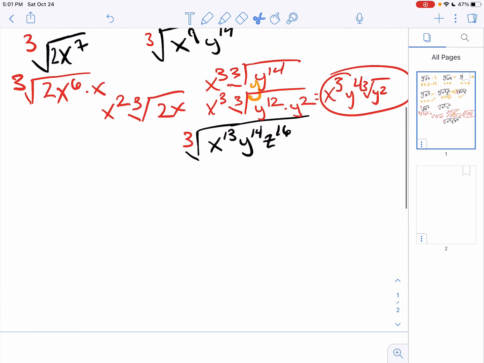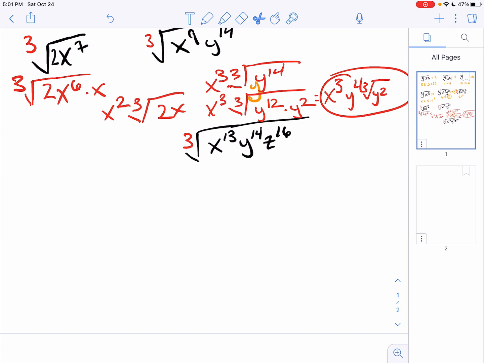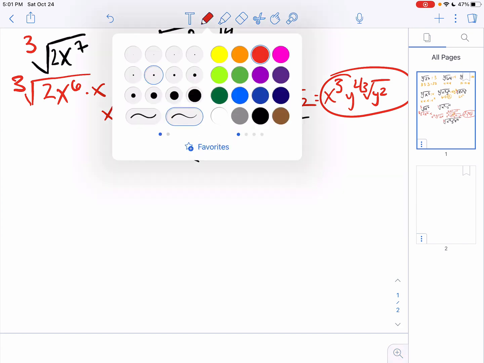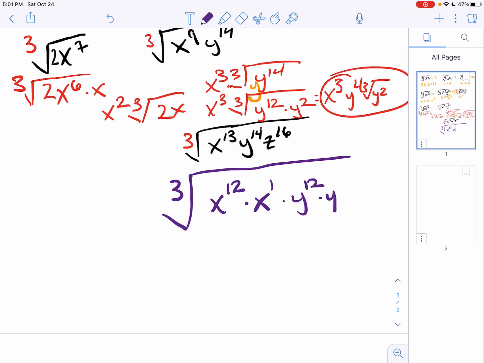All right. So x to the 13th is not divisible by 3. So what I can do is change it like I've been changing things. I can change x to the 13th into x to the 12th times x to the first. For y to the 14th, the closest thing that's divisible by 3 is 12, so I can make this y to the 12th times y squared. And for z to the 16th, the closest thing is 15, so I can make this z to the 15th times z.